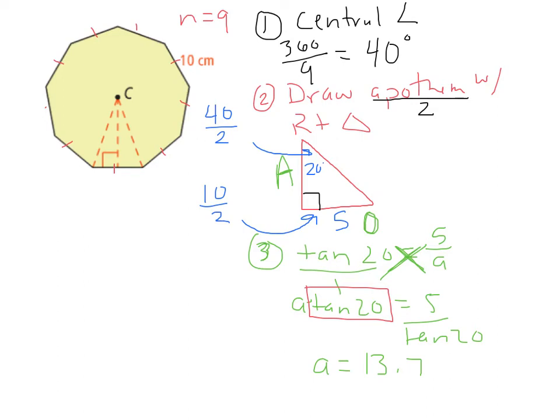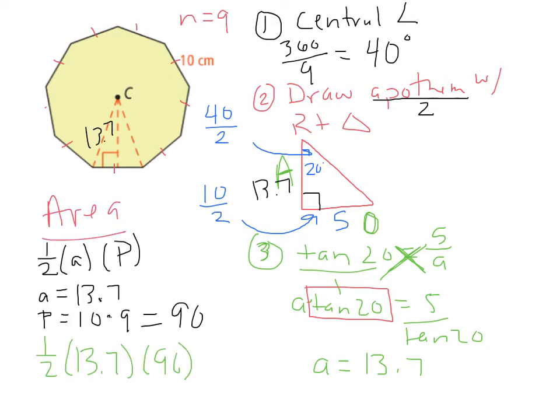Now the very final step, find the area. So my perimeter here is 90, and my apothem is 13.7, so I wrote that in. So 1/2 times my apothem times my perimeter is going to give me 616.5. My units are centimeters squared.